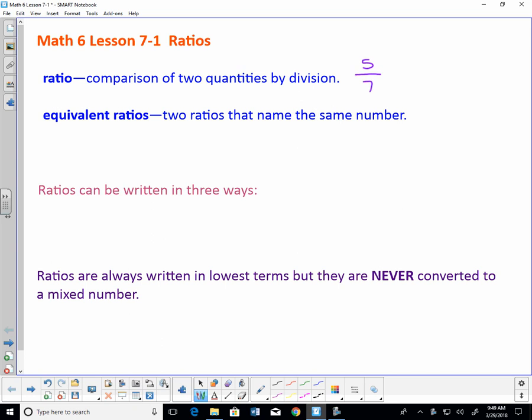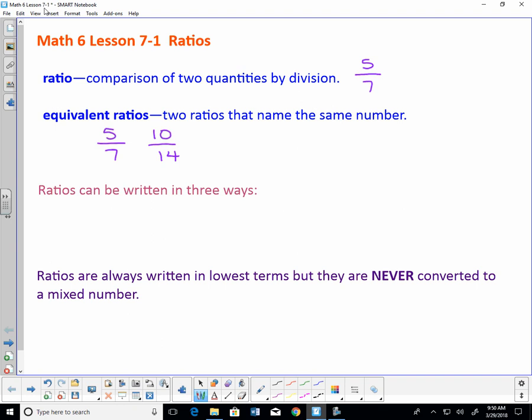Equivalent ratios are two ratios that name the same number. For example, 5 to 7 is the same thing as saying 10 to 14 because 5 times 2 is 10 and 7 times 2 is 14.